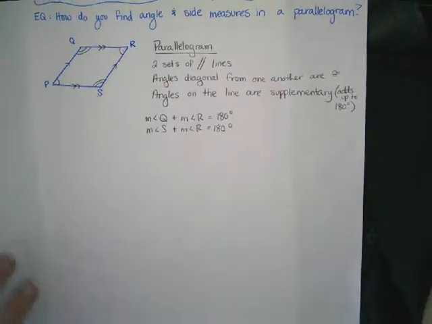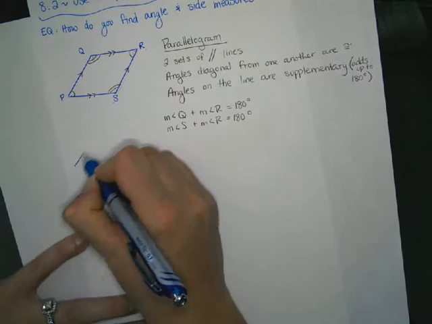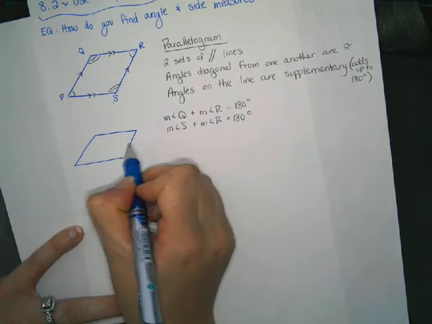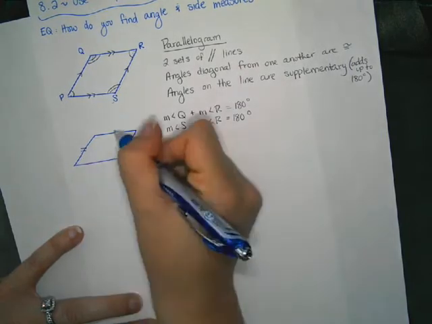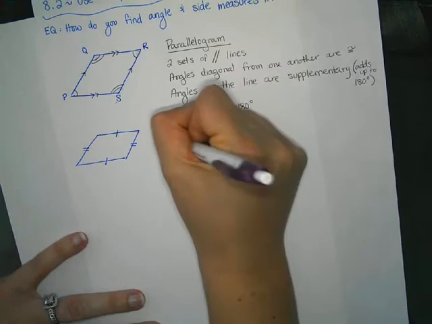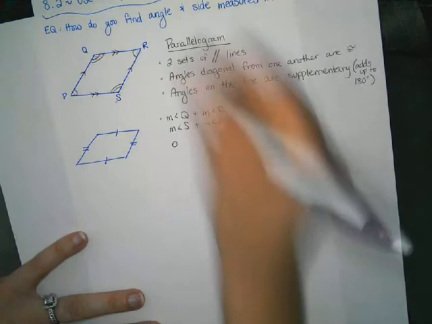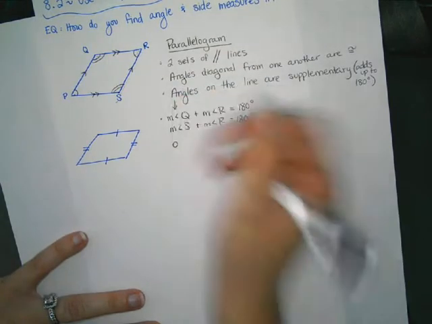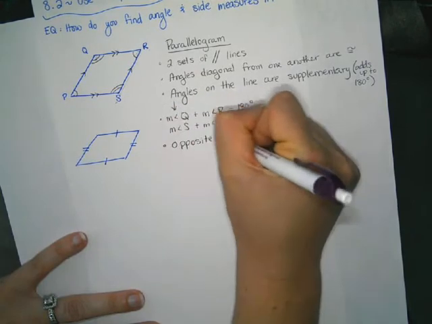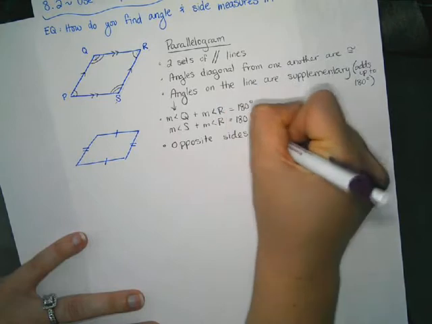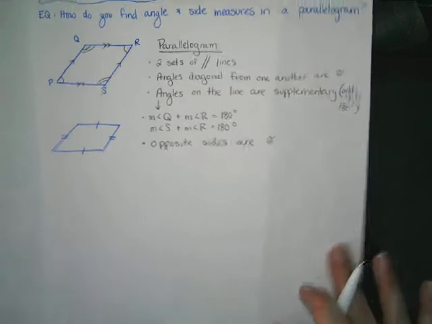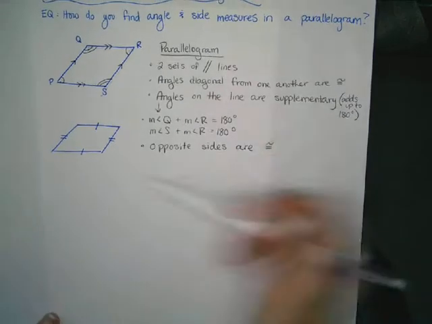Another thing you need to know, I'll draw another one here, is that these two sides are congruent and these two sides are congruent. So if you want to add to your list, this one goes under here: opposite sides are congruent. That's something key as well. Based on all this information, we're going to start using it to solve parallelograms.